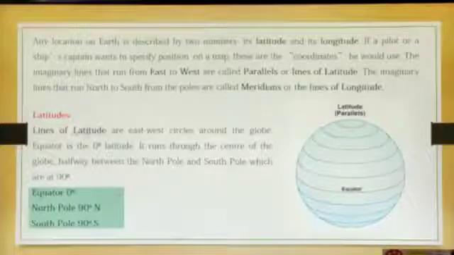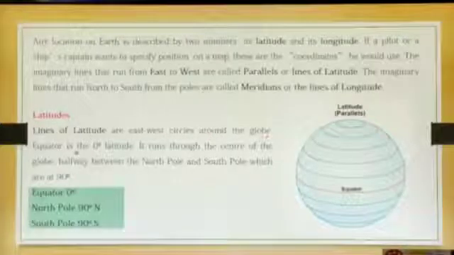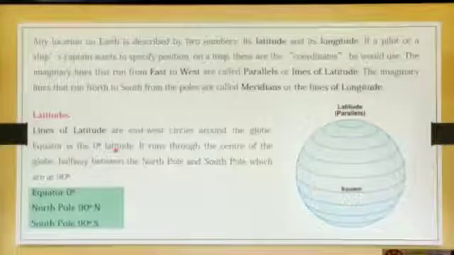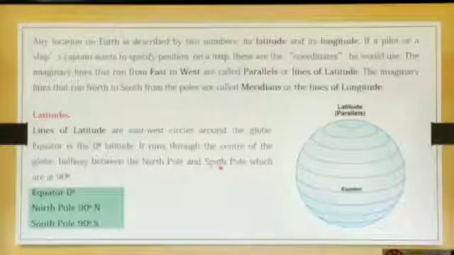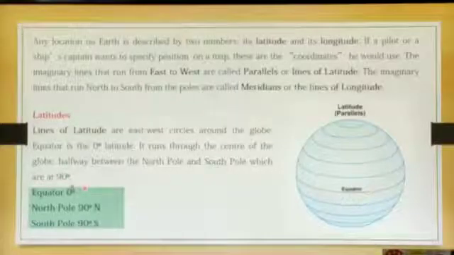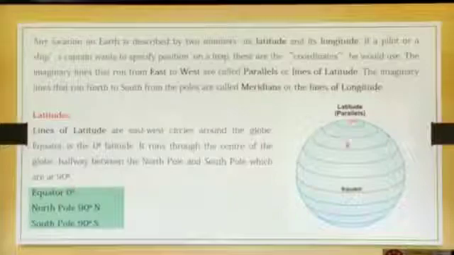Latitudes. Lines of latitude are east-west circles around the globe. Equator is the 0-degree latitude. It runs through the center of the globe, halfway between the North Pole and the South Pole, which are at 90 degrees. So children, North Pole is here and South Pole is here below.